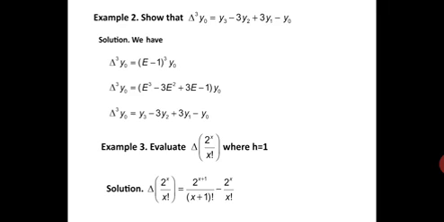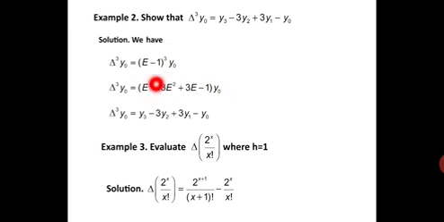We have to show that delta cube of y0 is equal to these terms. Now the solution. We will consider this LHS: delta cube of y0 is equal to this. Now, what is delta? We know that delta is equal to E minus 1, which is a relation. We have substituted that. Now I will apply the (A minus B) whole cube formula. We will get these terms, and y0 is as it is.